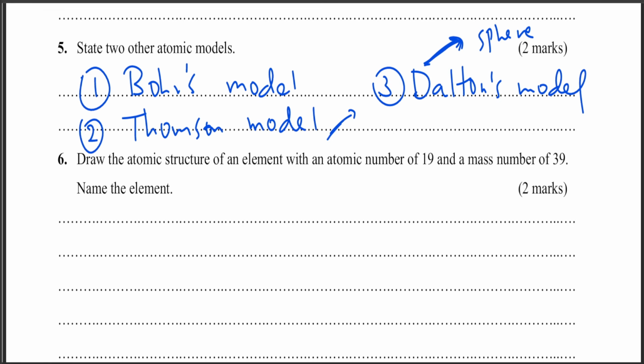Then came the Thomson model. It's called the plum pudding model or something like that. Now the Thomson model mostly discussed electrons.